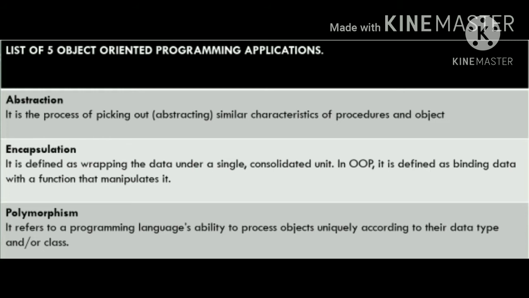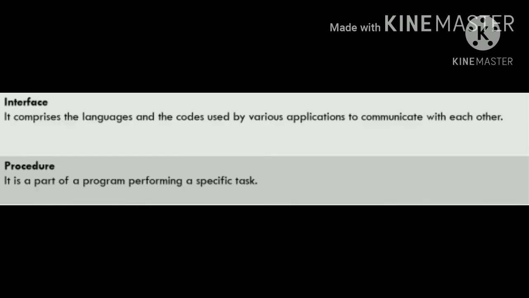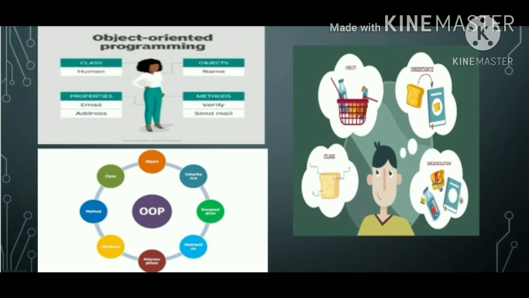Polymorphism. It refers to a programming language's ability to process objects uniquely according to their data types and/or class. Interface. It comprises the language and the codes used by various applications to communicate with each other. Procedure. It is a part of a program performing a specific task. This is an example of a feature that uses OOP.